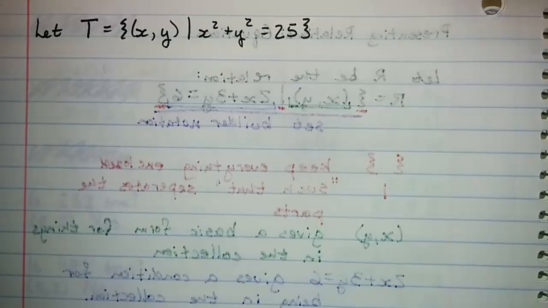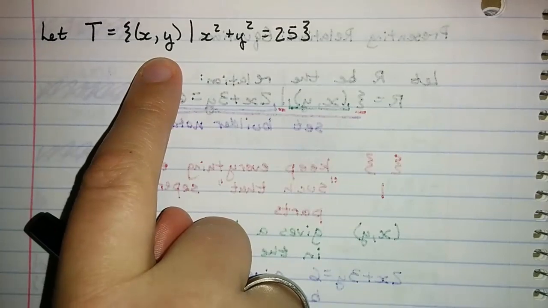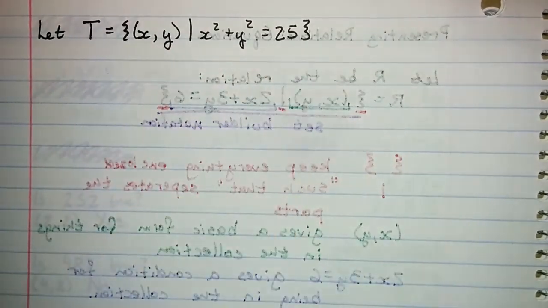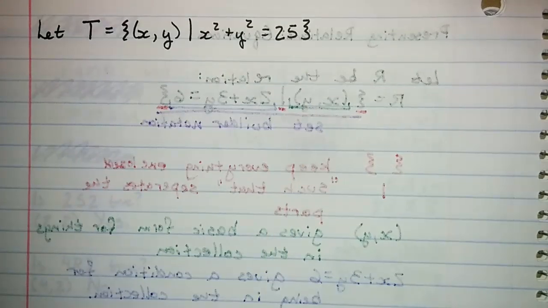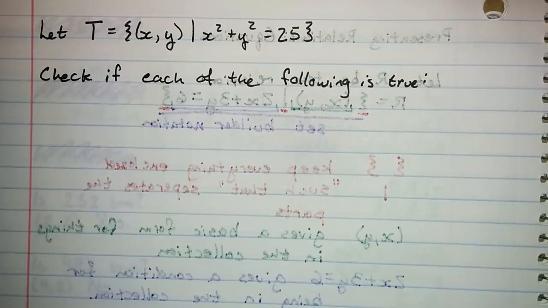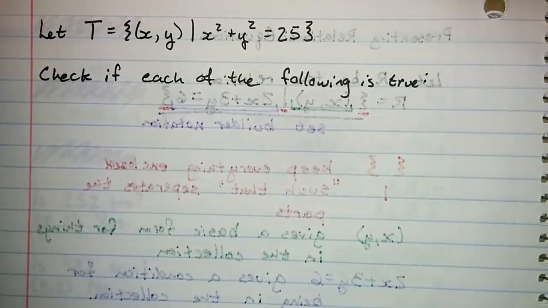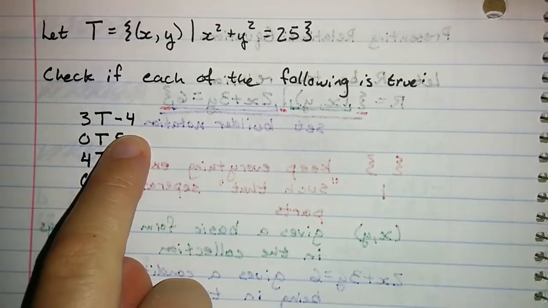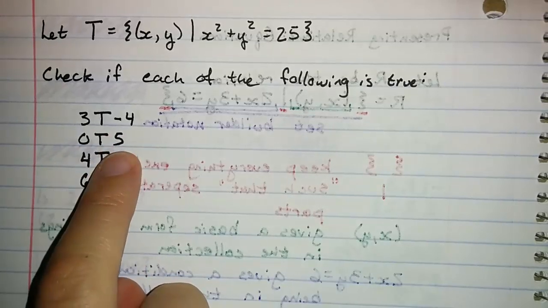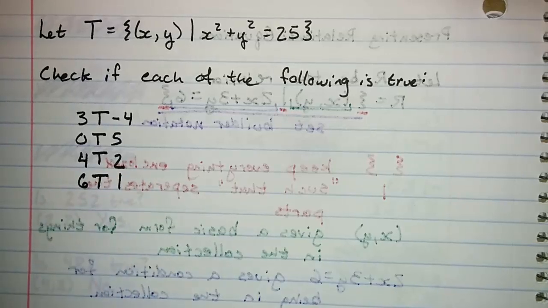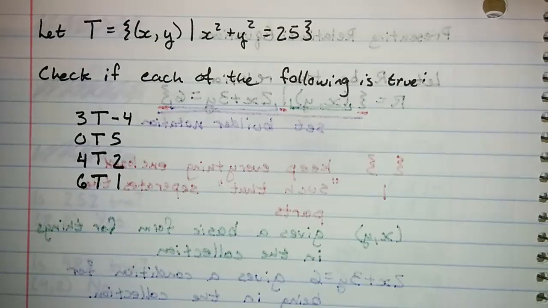Let T be the relation consisting of all pairs x, y, such that x squared plus y squared is 25. I'm going to have you try a couple of things with this. First, I'm going to have you check whether each of the following statements is true. Check if 3 is related to -4, if 0 is related to 5, if 4 is related to 2, and if 6 is related to 1. Pause the video and try this now.